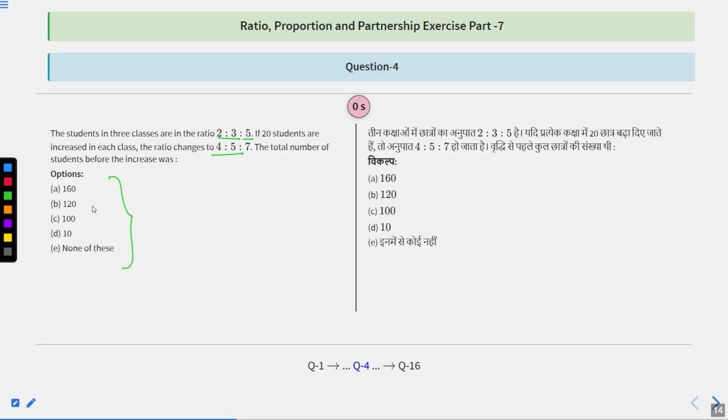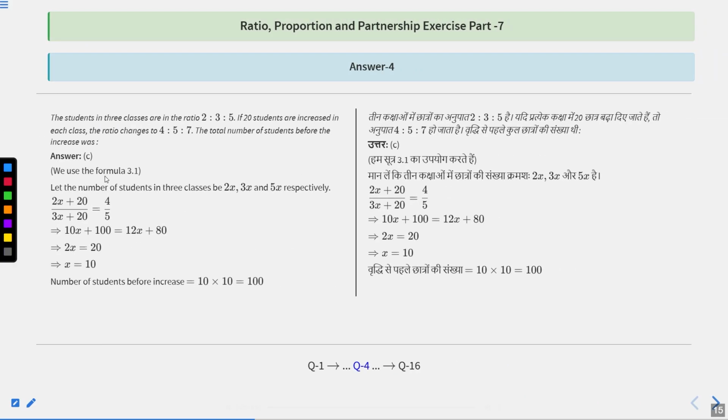Now time's up. Let's see the solution. Let the number of students in 3 classes be 2x, 3x and 5x, because it is given that the ratio of the students is 2:3:5. So according to the question, (2x + 20)/(3x + 20) is given to be in the ratio 4:5. Clear? So we can calculate it. We get the value of x, which is 10.